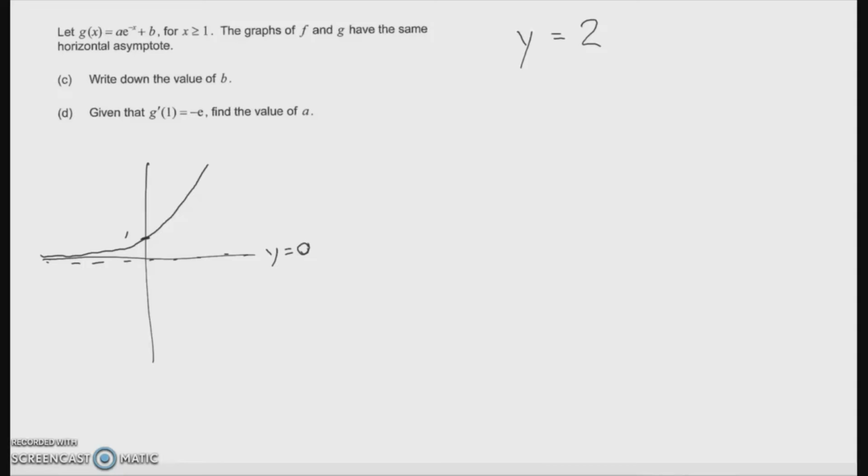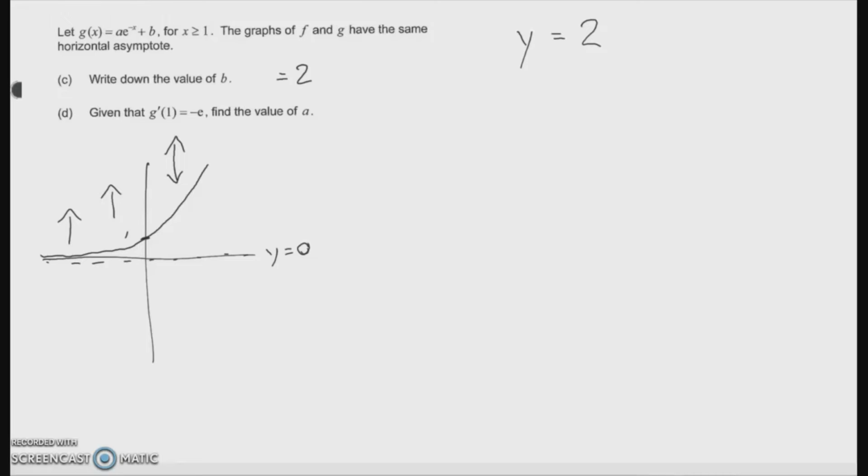Now, our a value in this function is going to be a vertical stretch, either stretching or compressing the graph, depending on whether a is greater or less than 1, and b is going to simply move the whole graph up. So if I want my horizontal asymptote to, instead of being here at 0, in fact be here at 2, then I'm going to have to shift the whole graph up by 2. So writing down the value of b should be 2.